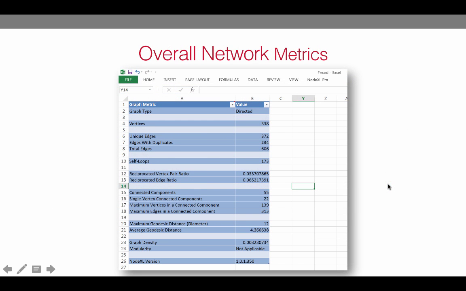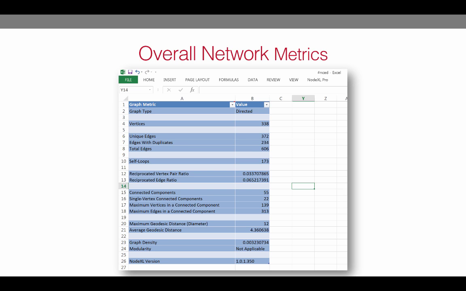So we also get overall network metrics too, and these are also pretty basic. Vertices are simply the number of people in this network. So in this network, we had 338 people participating. The unique edges is the number of unique relationships that are in this network, so the unique relations between people.